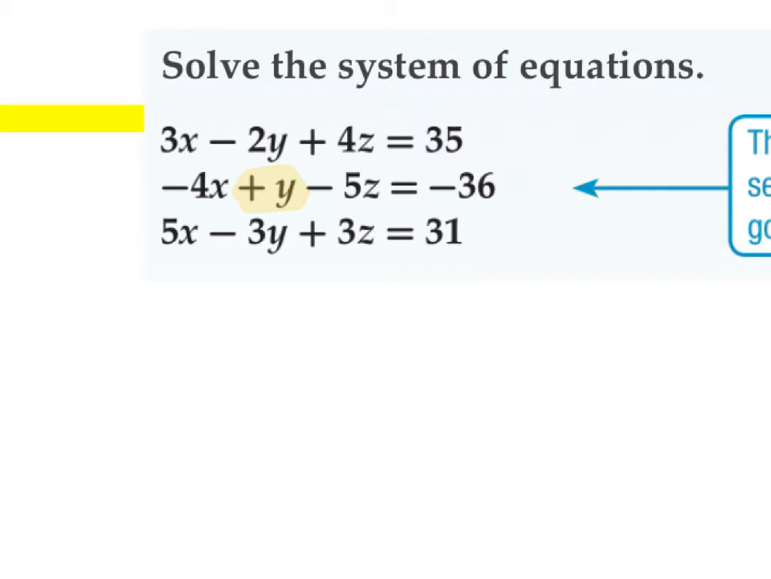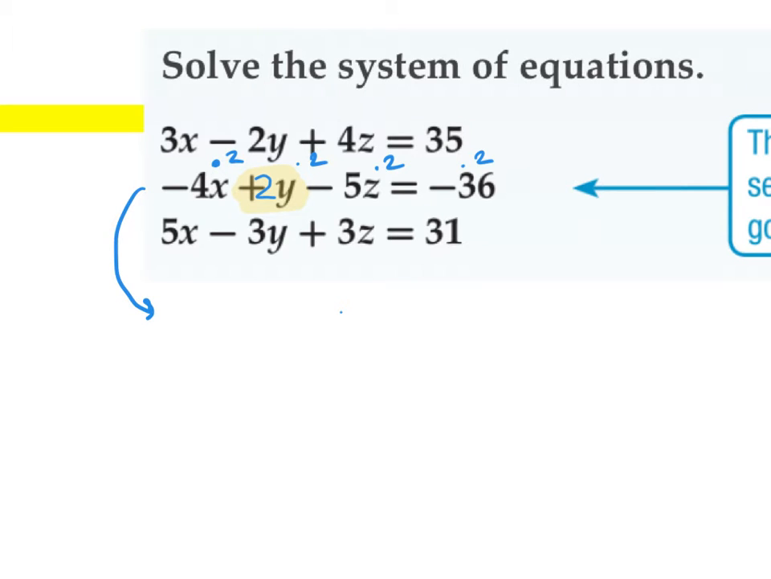So we need this to be a 2y in order for it to be the same number but opposite, so we can combine it and eliminate it. So what do we have to multiply times everything to get it to be a 2y? We need to multiply everything times 2. So we're multiplying everything times 2. So I'm going to rewrite this second equation down here.